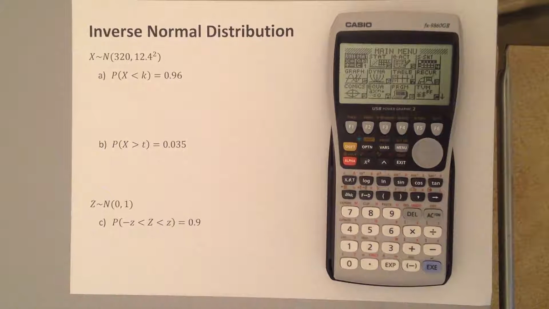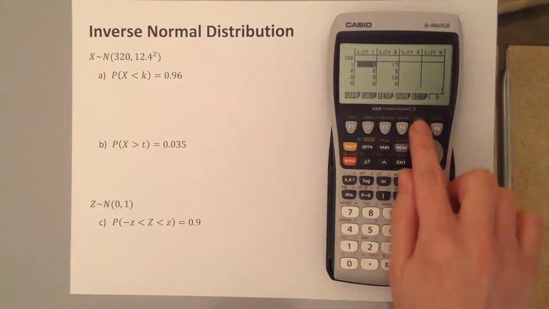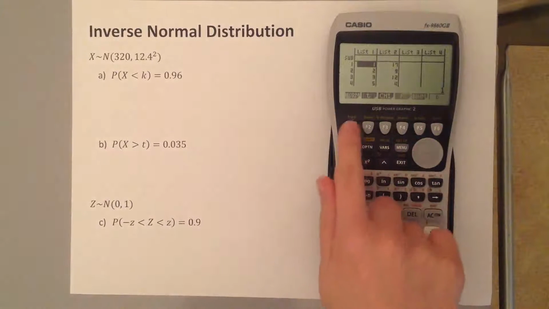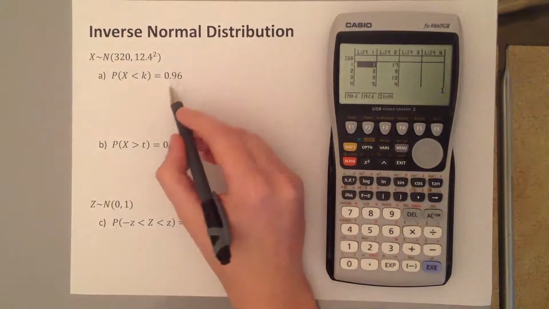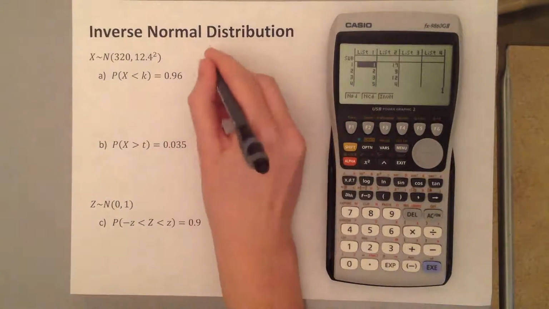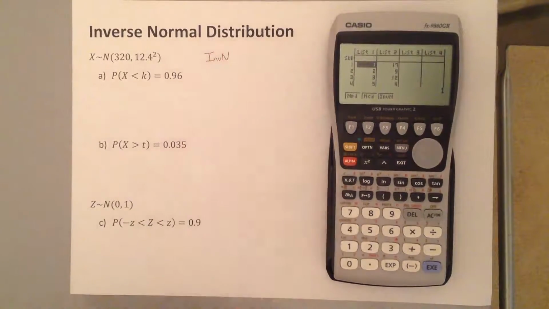So in these first two questions, A and B, we can see that the mean is 320 and the standard deviation is 12.4. So we're working backwards in part A to find what K is. I go into the stats function on my calculator, I select distribution, which is F5, normal, which is F1, and because I know what the probability is, as it's 0.96, I want to use the inverse normal button, which is F3, and looks like that.